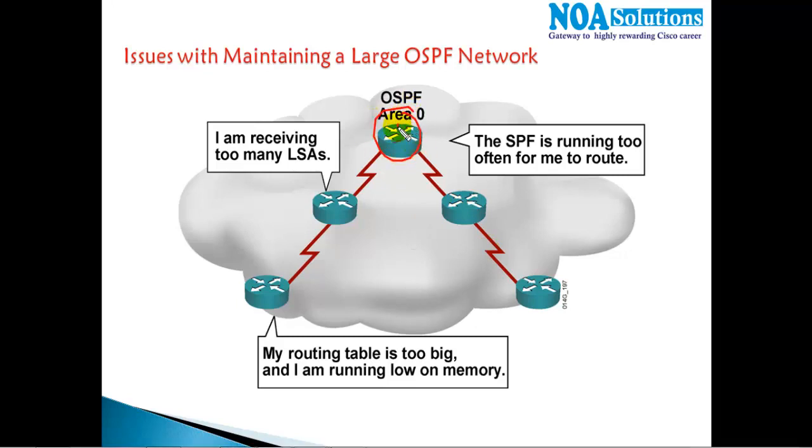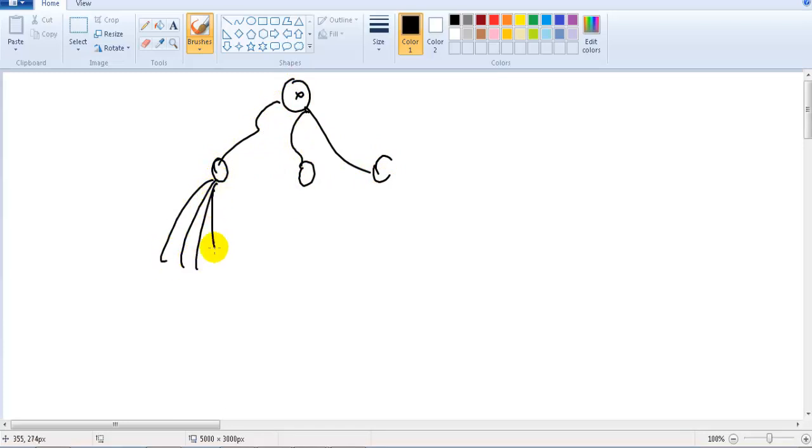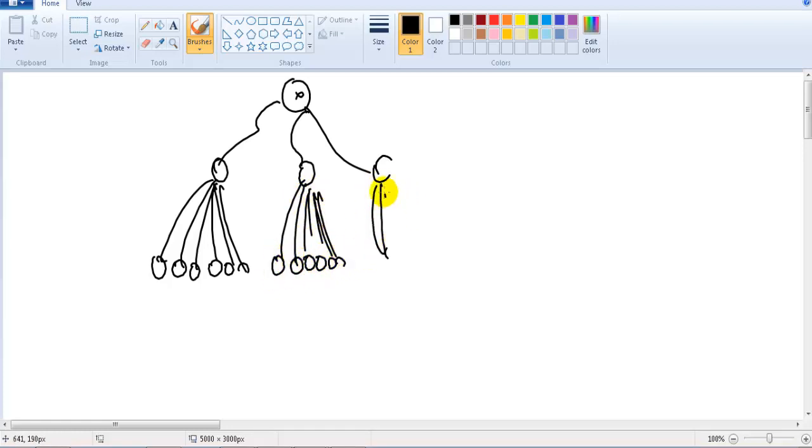I have my head office here connecting to some branch offices, and then connecting to small branch offices. Let me draw a somewhat easy diagram here. Let's say I have a head office connecting to some of the branch offices, and in turn these branch offices are connecting to more branch offices again here. Something like this. Similarly here as well. So I have a very big network. Let's assume I have some 200 plus routers in my network.